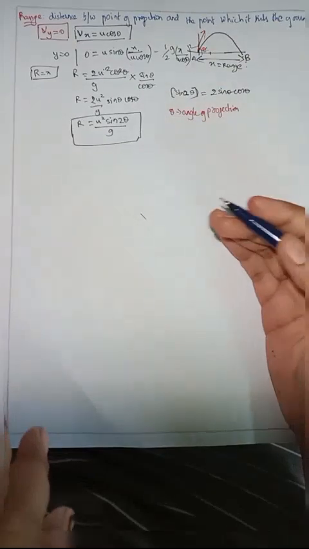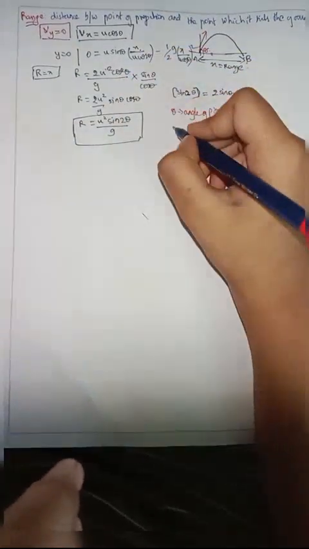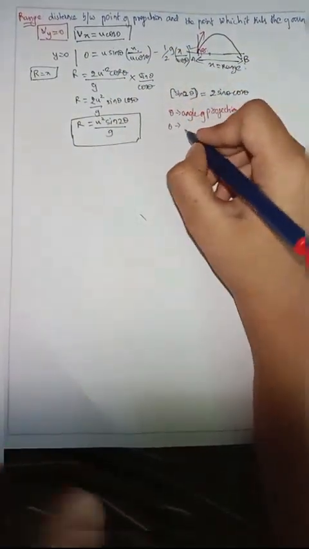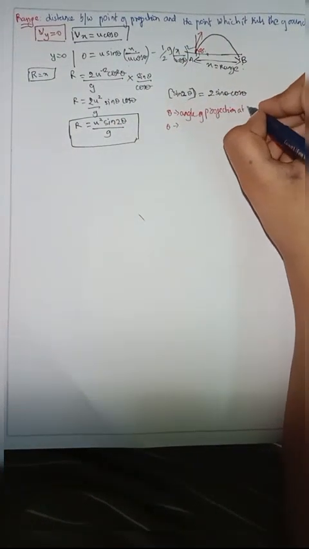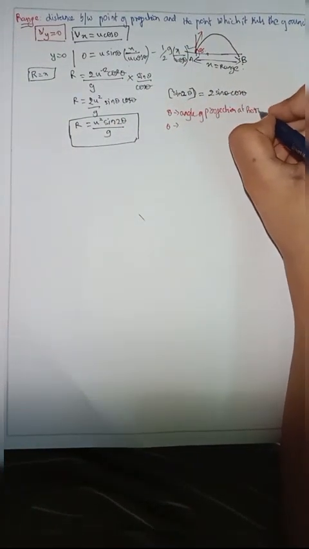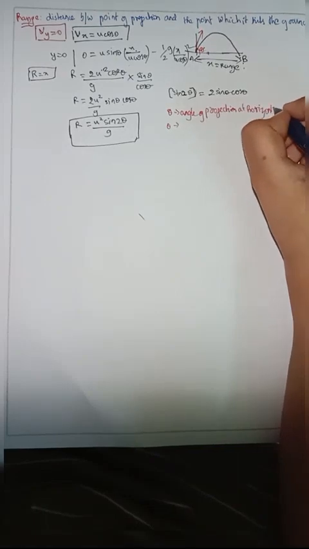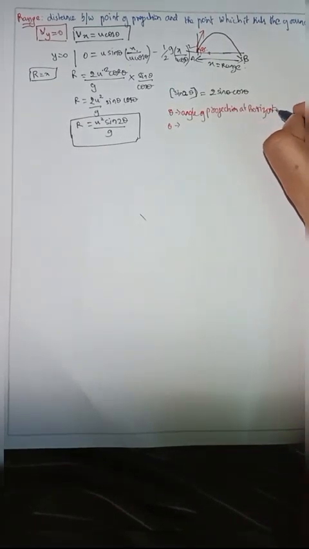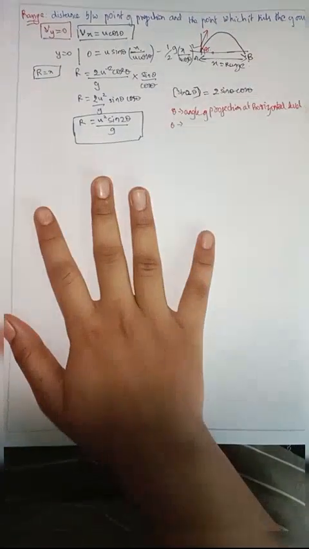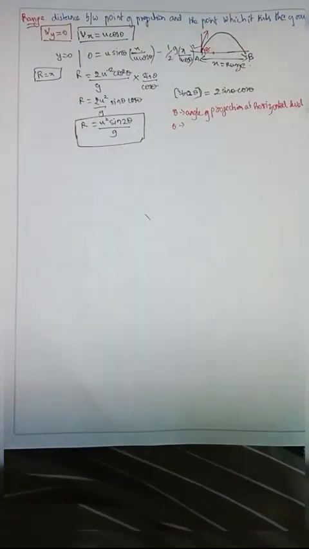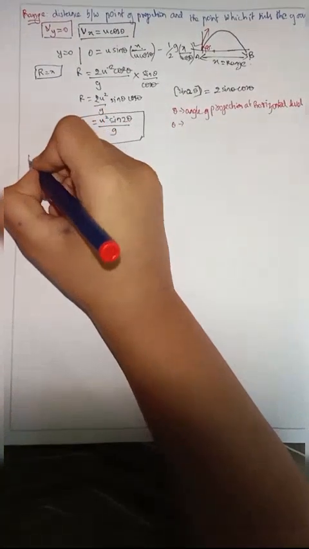Sometimes in a question they will give the angle of projection with the vertical level. You have to consider the angle of projection at the horizontal level. That's it. This is the range. Another topic we are going to cover in this section is time of flight.